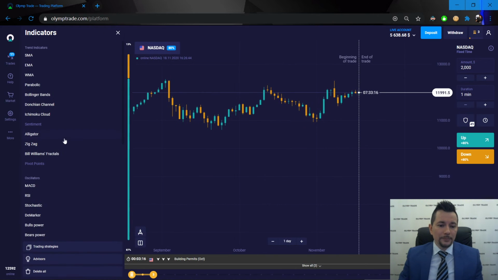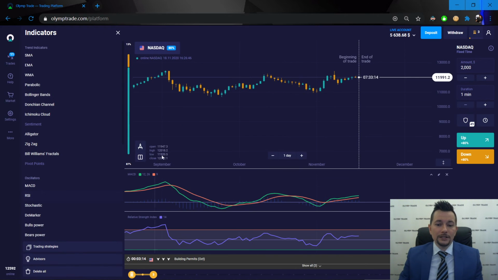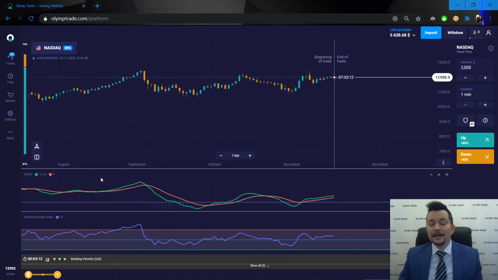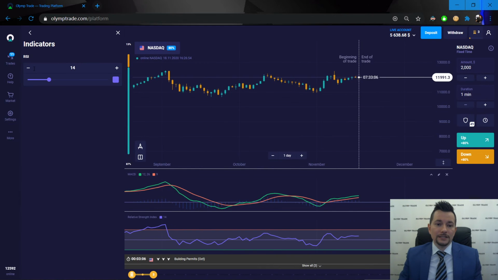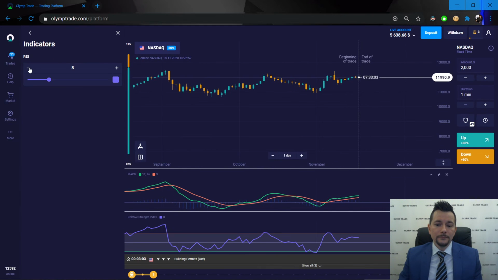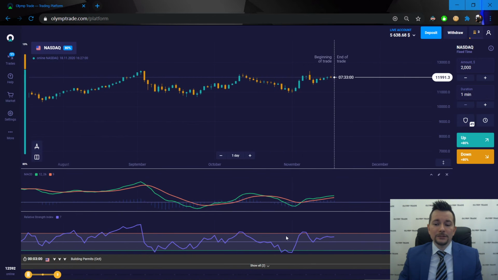So myself, I personally use the MACD and RSI. The reason I do it is because the MACD gives me a good understanding of a change of trend, and the relative strength index, actually I have the RSI at 7. The RSI is at 7 so that it can be a little bit more sensitive and show me when actually we can start buying. So here the finish of the trend has happened.